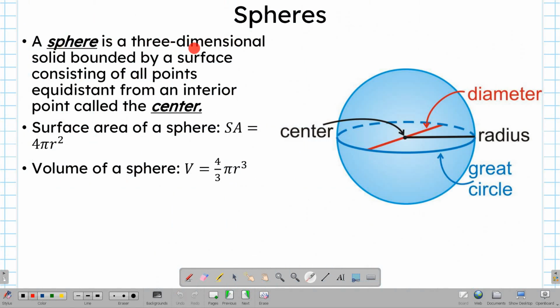A sphere is a three-dimensional solid bounded by a surface consisting of all points equidistant from an interior point called the center. Here, for its mensuration, we usually only have the surface area of the entire sphere, which is 4 pi r squared, and its volume, which is 4/3 pi r cubed. Some of the parts of the sphere that we can take note of are the radius, the diameter, and then the circle that contains the center is what we call the great circle. And half a sphere is what we call a hemisphere.